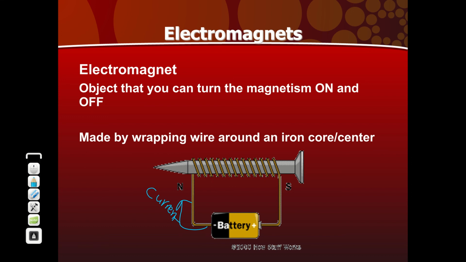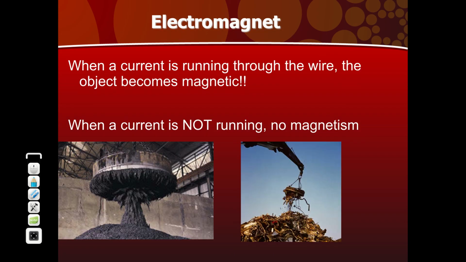So an electromagnet is essentially made up of an iron or metal core that you just wrap in wire. All right? That's essentially all that it is. It's a piece of metal that you wrap up with a wire and then run an electric current on through it. All right? So when a current is running through the wire, the object becomes magnetic. When the current is not running, there's no magnetism.